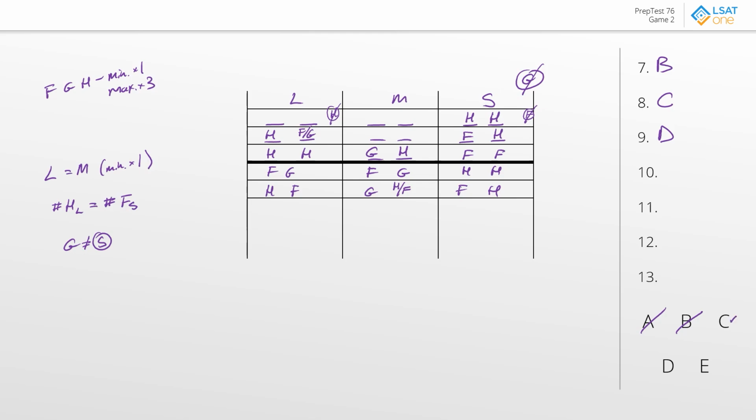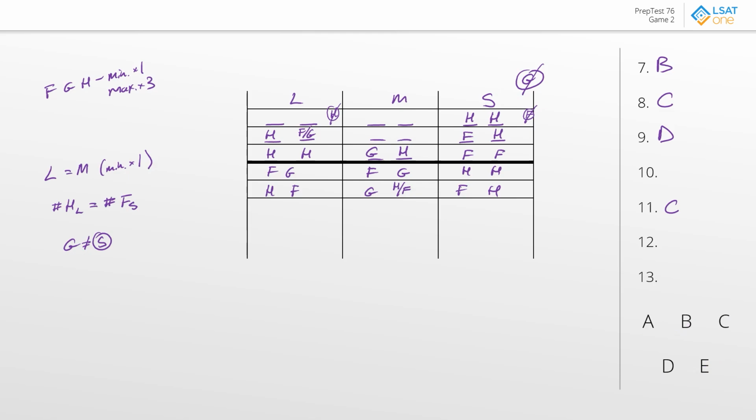Just in case, answer choice D, both photos in Sports are by H. No, we have to have just 1 H here. And answer choice E, neither photo in Sports is by H. And no, we do have to have an H over there. So once again, the best answer to question number 11 is C.